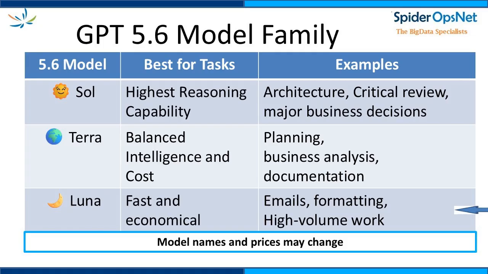A useful starting rule is this: use Sol for difficult decisions and critical reviews. Use Terra for substantial everyday professional work. Use Luna for routine execution that can be easily tested or reviewed. However, these are starting points, not rigid rules. The correct model should be determined through testing on your organization's actual workload.